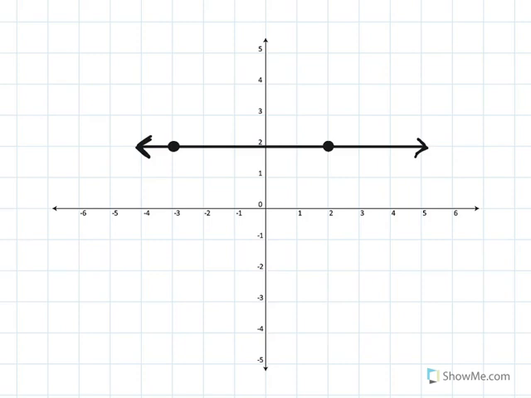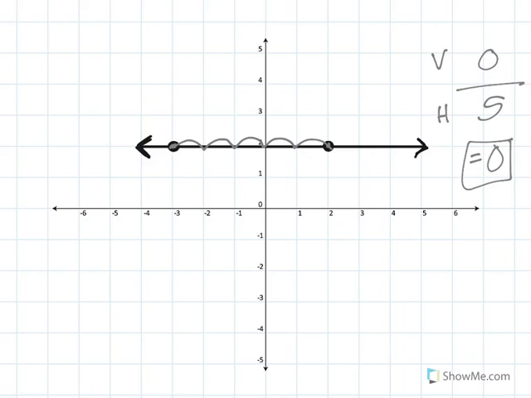Okay, let's do another one. So from here to here, vertical change. There isn't any. The vertical change is 0 because I didn't have to go up or down at all. But I have to go over 1, 2, 3, 4, 5. So the horizontal change is 5. We know that 0 over anything is just 0. So a horizontal line has a slope of 0.